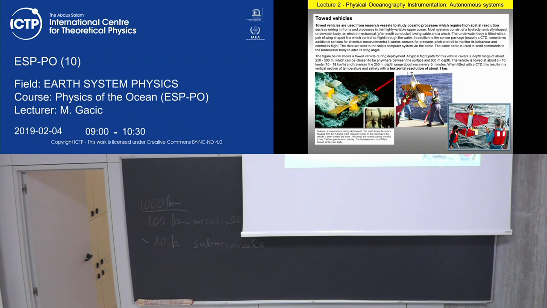Late last year we did the experiments in a rotating tank, which is situated in Grenoble. At the University of Grenoble, there is a rotating table which simulates the rotating earth, about 13 meters in diameter, and it rotates at a speed you decide.